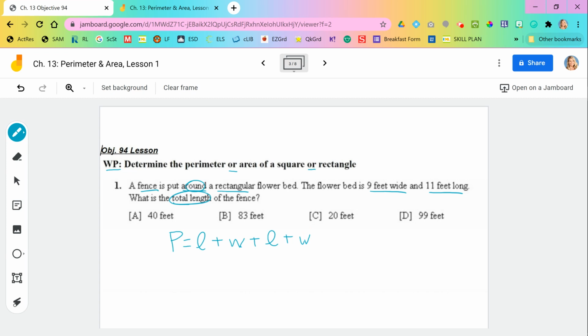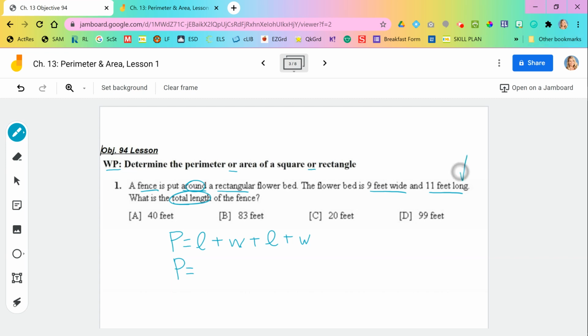All right. Now I'm going to plug in what I know. So let's take a look at this P right here. Do I know perimeter in this problem? No, since it's asking me what the total length is, I do not know the perimeter. So I'm going to leave this perimeter as a P. I'm going to leave it as a variable. I'm going to drop down my equal sign. Now, let's fill in what we know.